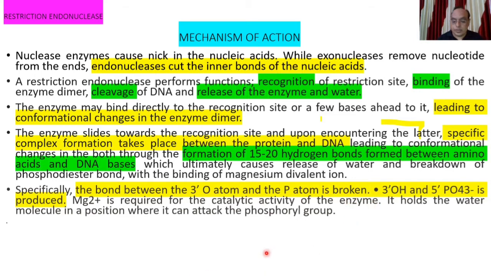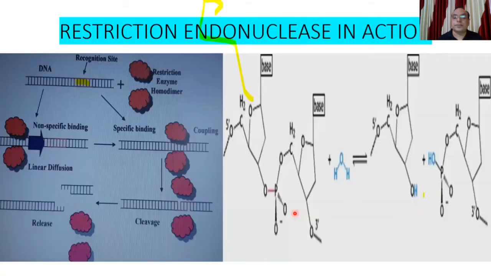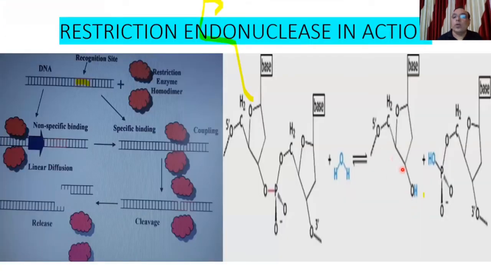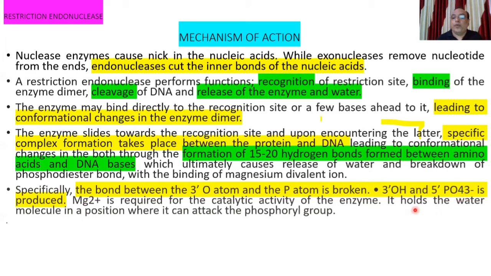So we can see here that the bond is being broken, O and P. The 3' O atom and P atom bond is broken, 3'OH and 5'PO3 is produced. So here OH is being produced, and here also OH is being produced. PO4 is produced. Magnesium ion, the bivalent magnesium ion, is required for catalytic activity of the enzyme. It holds the water molecule in a position where it can attack the phosphoryl group.